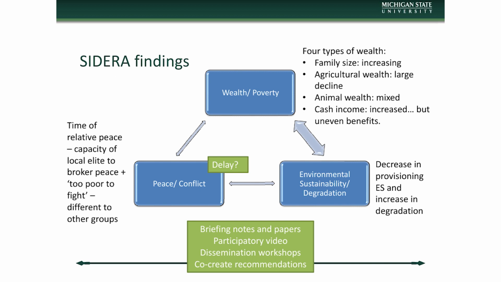When Jed's team reported their findings, they interestingly found there were 4 different types of wealth that Nyangatom valued, and not generally a decline across all of them. So family size is a really important measure of wealth in this community, and family size is increasing, which has a whole other range of issues. But agricultural wealth is mostly based on crop harvest. That's had a significant decline.